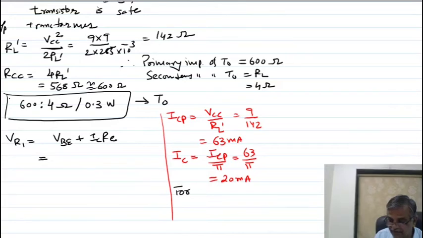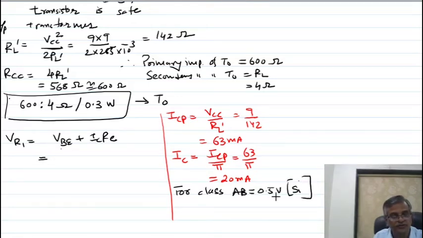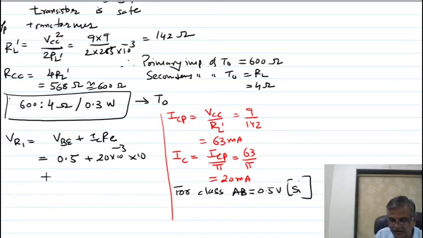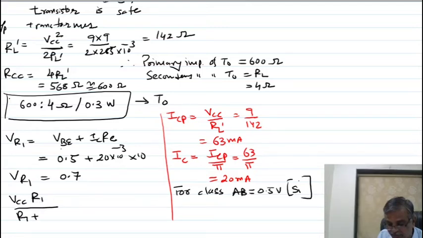For class B, VB is 0. But they are asking you for class AB. So I am writing 0.5 volt for silicon transistor, already you know this. So it is 0.5 plus 20 into 10 raised to minus 3 multiply by 10. So nearly about 0.7. So VR1 already we have written VCC into R1 upon R1 plus R2. So it is 0.7.